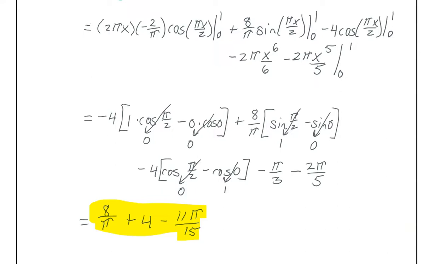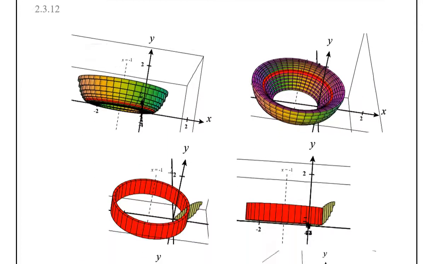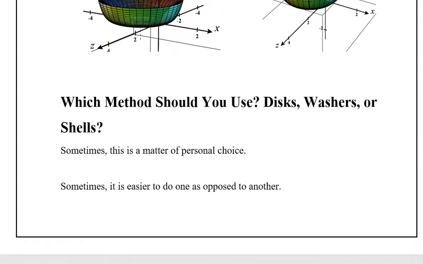Let's now look at the last question in this particular section. Which method should you use? Should you use the disc washer method or should you use shells? Sometimes this is a matter of personal choice. Sometimes it is easier to do one as opposed to another. This depends largely on the region and the axis of rotation.